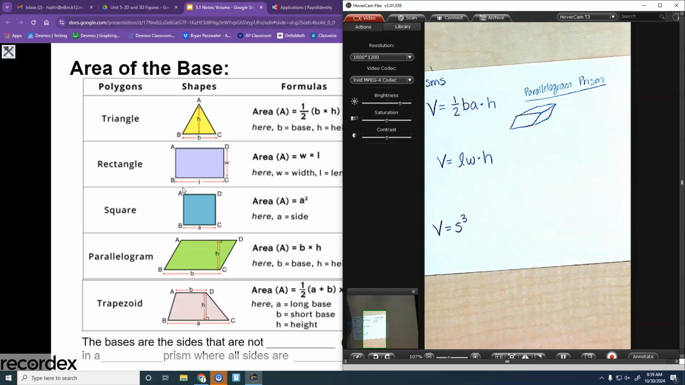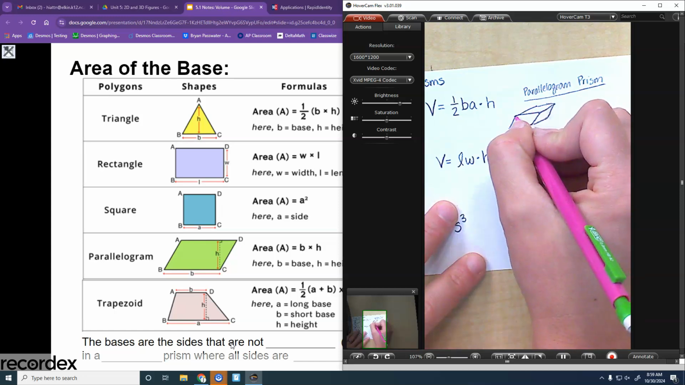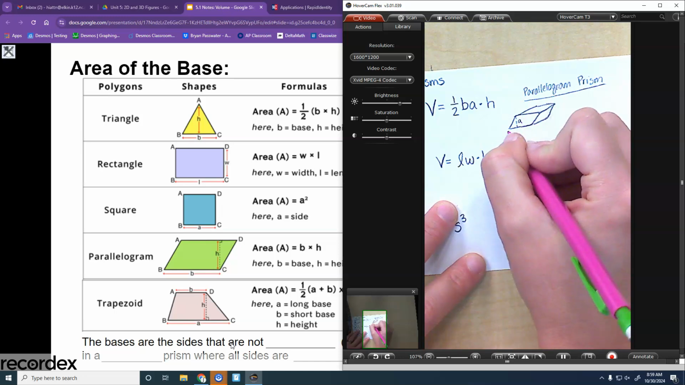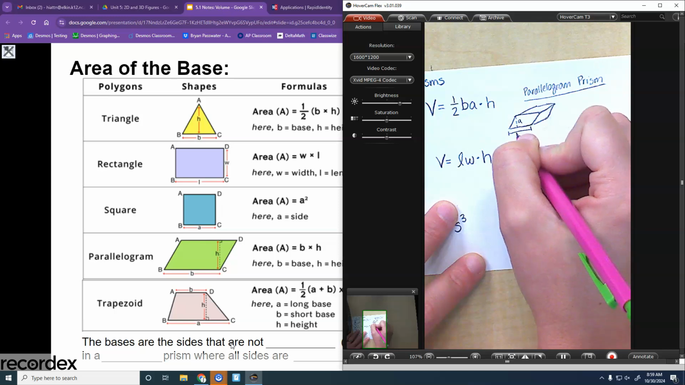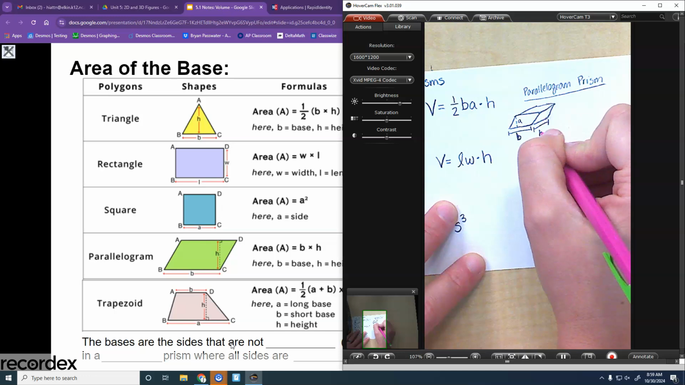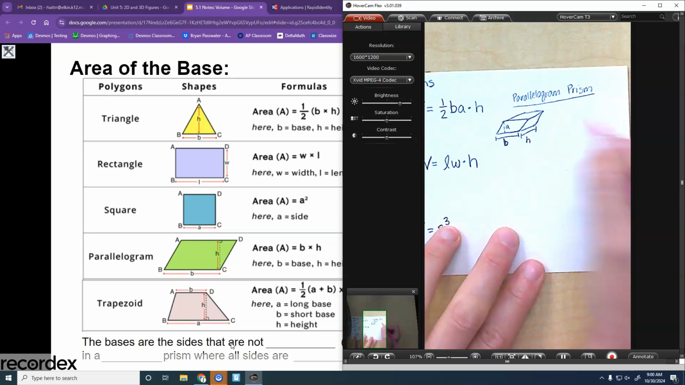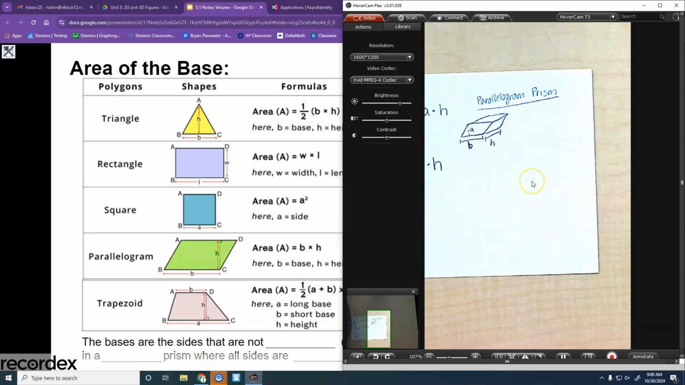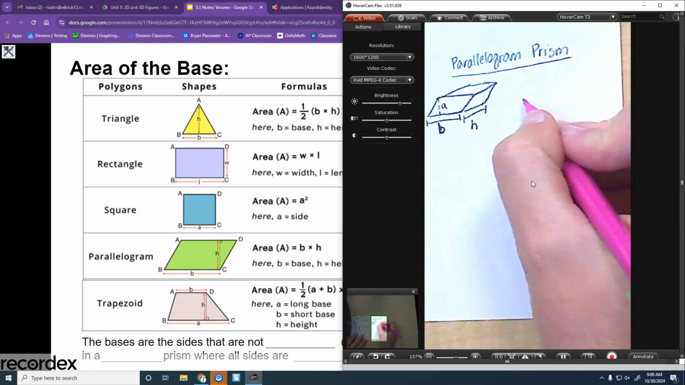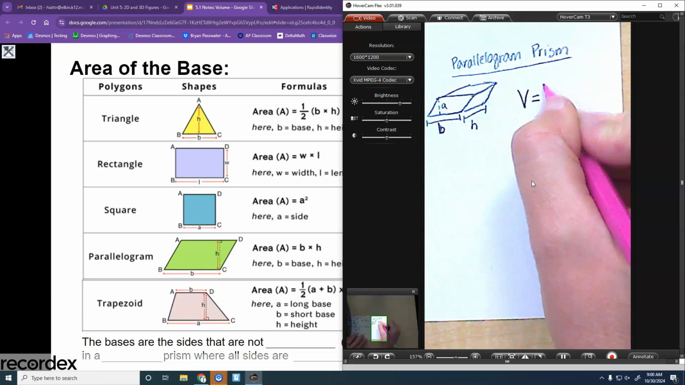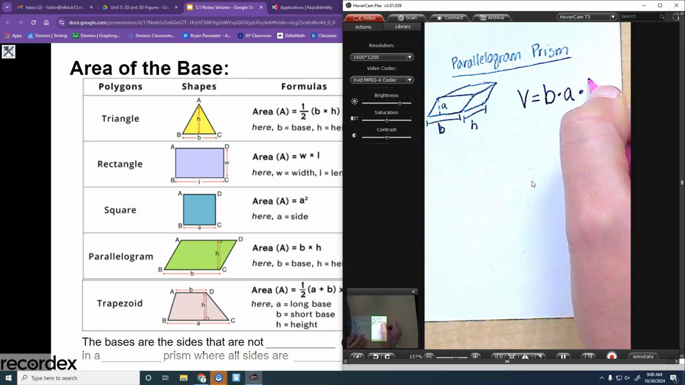Okay, a lot like our triangle, where this tells us base times height, because that's typically what we do for a parallelogram. I don't want to call height here because that will be confused with the height of the prism. So I'm going to call this right here A, like I did before, and I'm going to call this little b. And then this part would be my height. So for that one, our volume would equal our base times our altitude times our height.